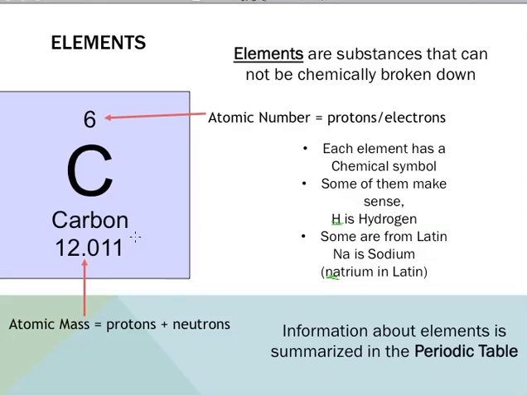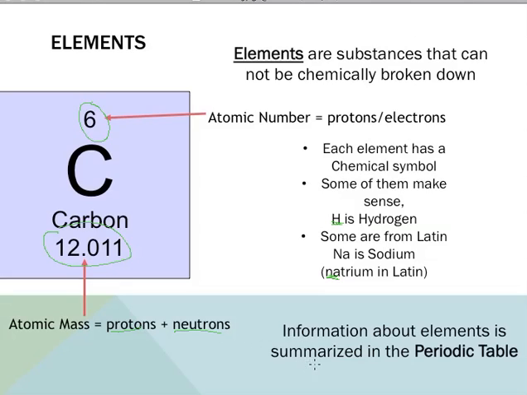Each element, if you look on the symbol box or on the periodic table, the number above it is called the atomic number. So carbon's atomic number is 6. That is the number of protons and electrons. Underneath is the atomic mass. So 12.011, or usually it just goes by 12. That is the number of protons and neutrons.